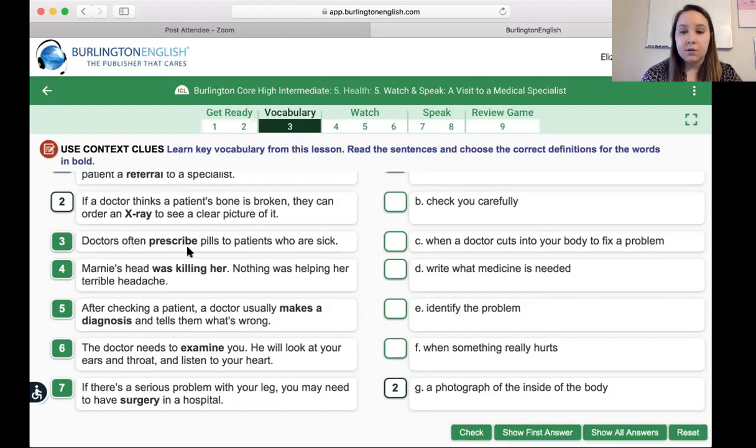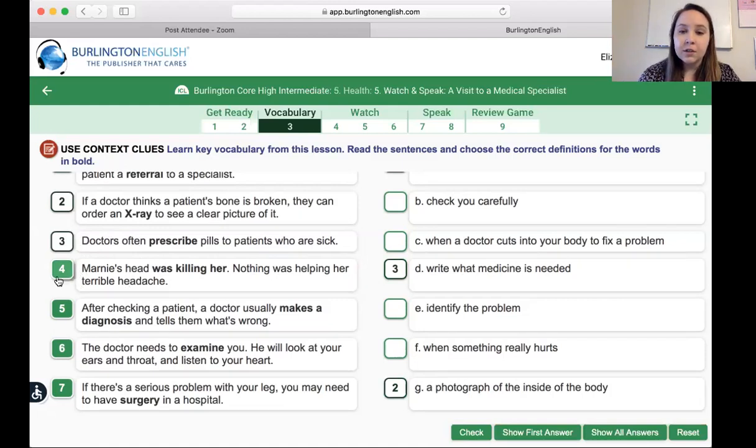Prescribe. Which one did you choose for number 3? Number 3 is D, to write what medicine is needed. If a doctor prescribes medicine, they tell you this is the medicine you need. They will write it down and you will take it to the pharmacy.